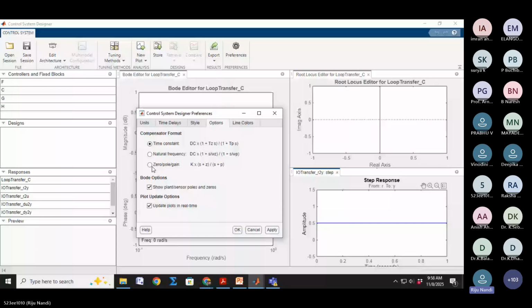Okay, the time constant and natural frequency are also there, but I have chosen the zero, pole, gain section because your gain is there, your pole is there, your zero is there. That's why I have selected that zero, pole, gain. Just apply and okay. Then you can go to edit architecture.